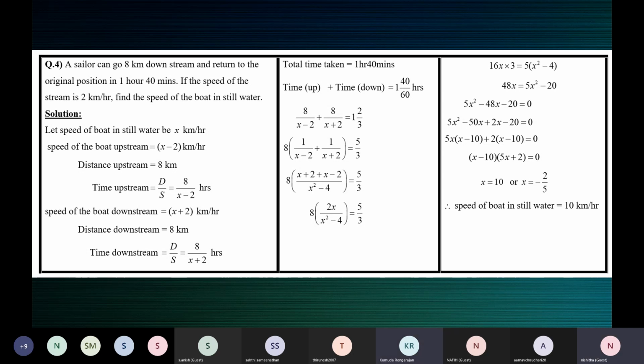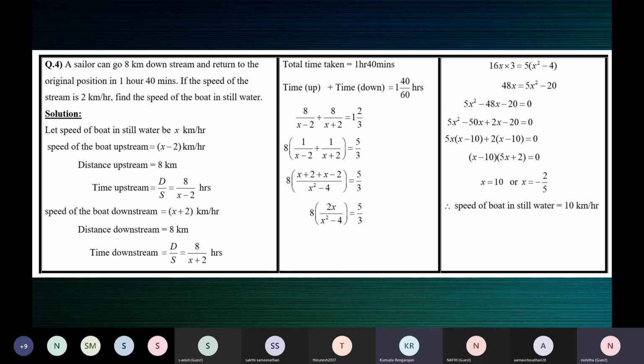But upstream, the speed of the water will oppose your speed, so it will reduce your speed. Upstream speed is less. Downstream speed is more. So you should add for downstream, subtract for upstream. Remember that it is the boat speed first, children.